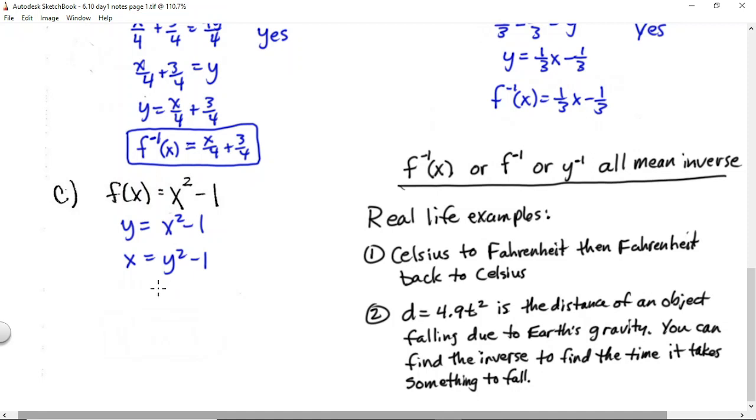And now we have to solve for y. So the first thing we do is add 1 to both sides. Gives us x plus 1 equals y squared. We're just about there, but now we need to solve for y, and it's squared. Okay, so the only thing we can do at this point, we take the square root of both sides.